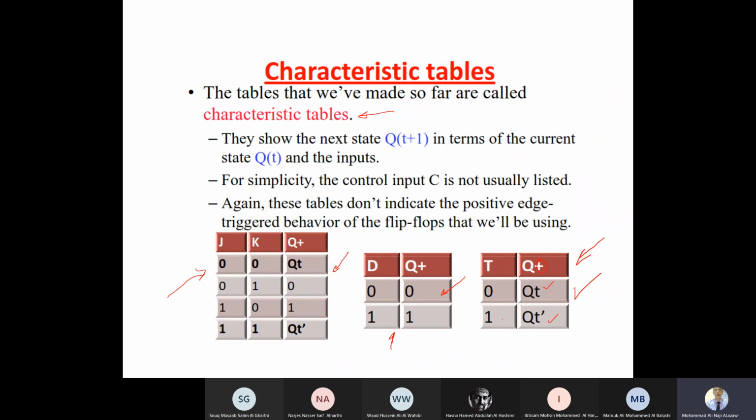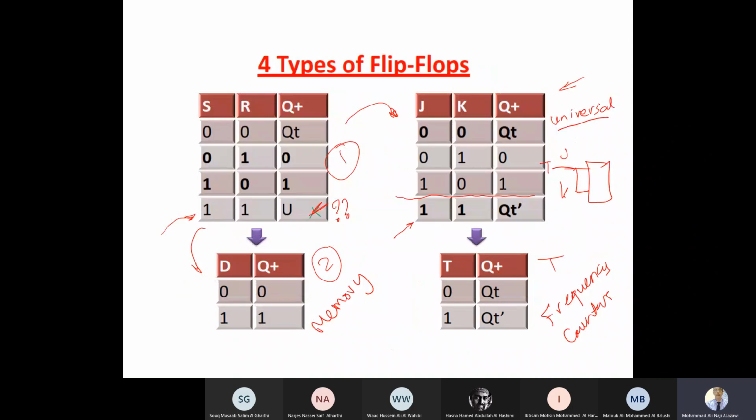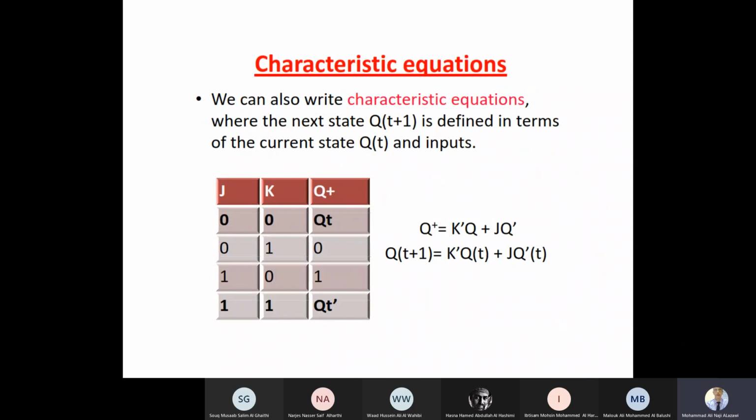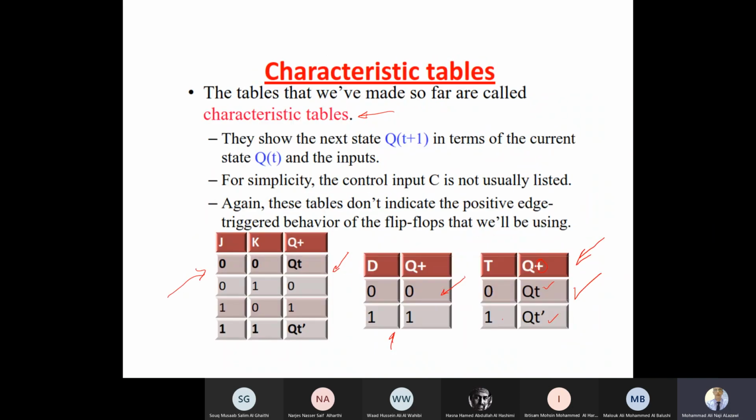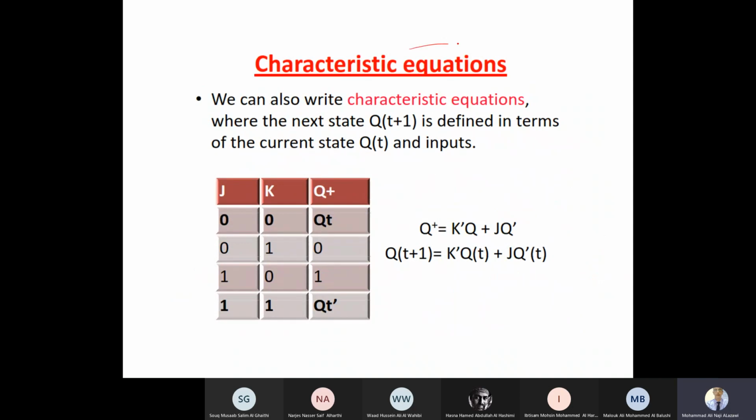Here is the characteristic table for the JK flip-flop and the SR flip-flop. This is the characteristic table of the SR flip-flop. Okay, we have the characteristic table. Here we are talking about tables, if you didn't notice, and we also have the characteristic equation. We need to derive the characteristic equation from the characteristic table. We can also write the characteristic equation where the next state is defined in terms of the current state and the input.